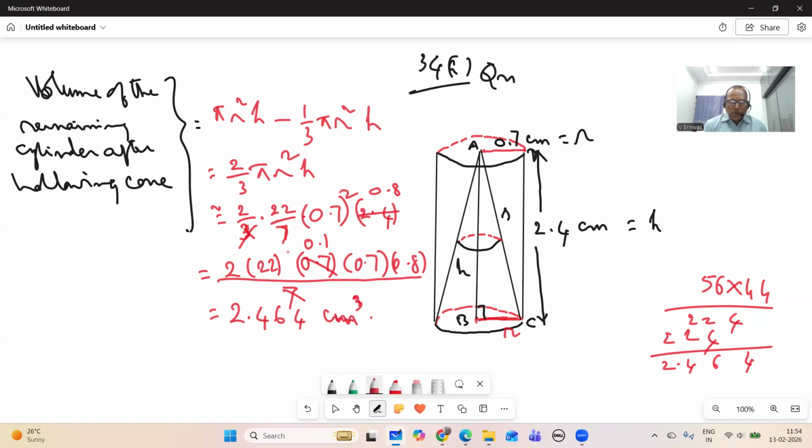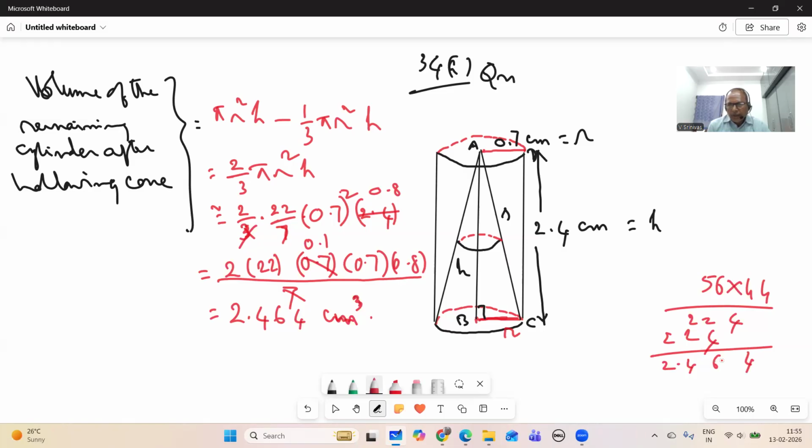Right. So what I have done, I have cancelled 3 in 2.4 and that gives us 0.8, and pi is approximated by 22 by 7, and 7 cancels in 0.7. 0.7 square is 0.7 into 0.7. 7 cancels in 0.7, giving 0.1 times. Multiply these two. That is 56. 7 into 8 is 56, into 22s are 44. Multiply that. This 7 has cancelled.